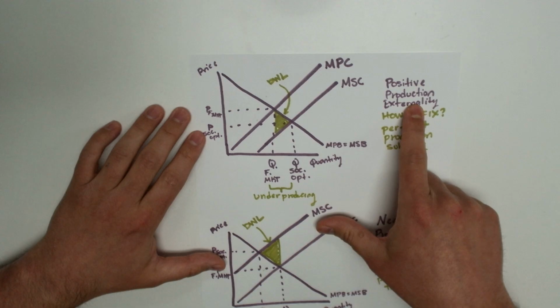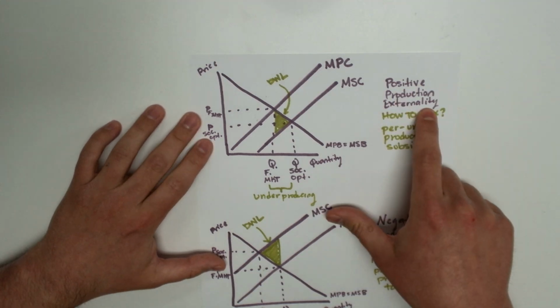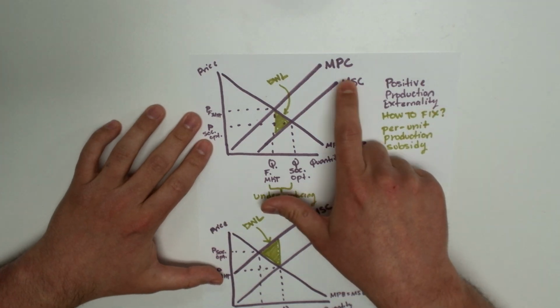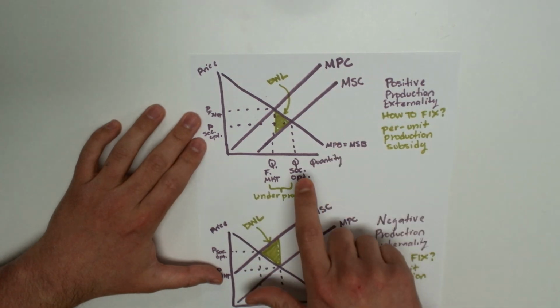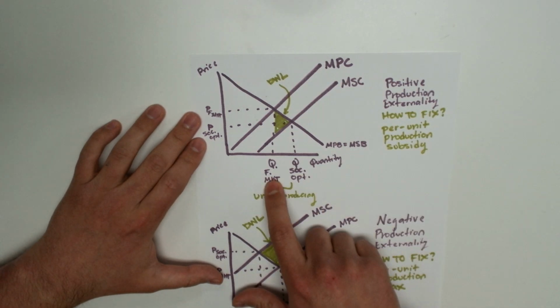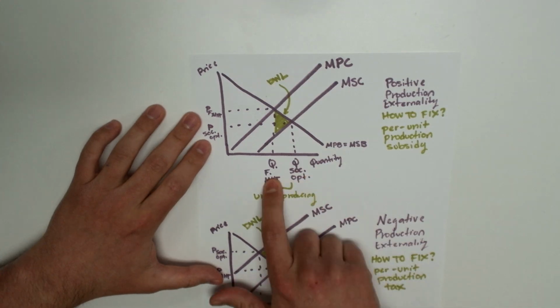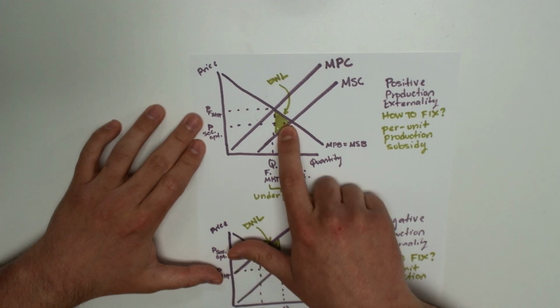Here we have a positive production externality. We know it's a positive production externality because the marginal social cost is going to be less than the marginal private cost. So, because of that, we are producing right here, but society wants us to produce right there. So, we're currently underproducing, we're producing less than what society wants us to make. So, we have this deadweight loss right there.